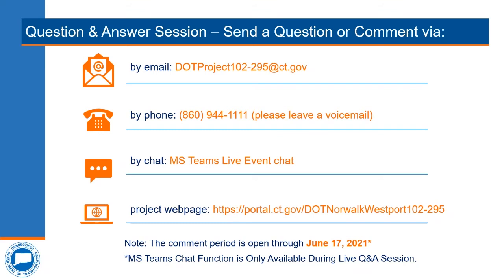I just want to send it out again, a quick reminder, especially to our folks on YouTube. We want to make sure that you only see the small area on there. Hit show more. It'll bring up some areas where you can see the information to send in a question via email. The email is dotproject102295@ct.gov, or by phone, 860-944-1111. Leave a voicemail message and reference project 102-295.